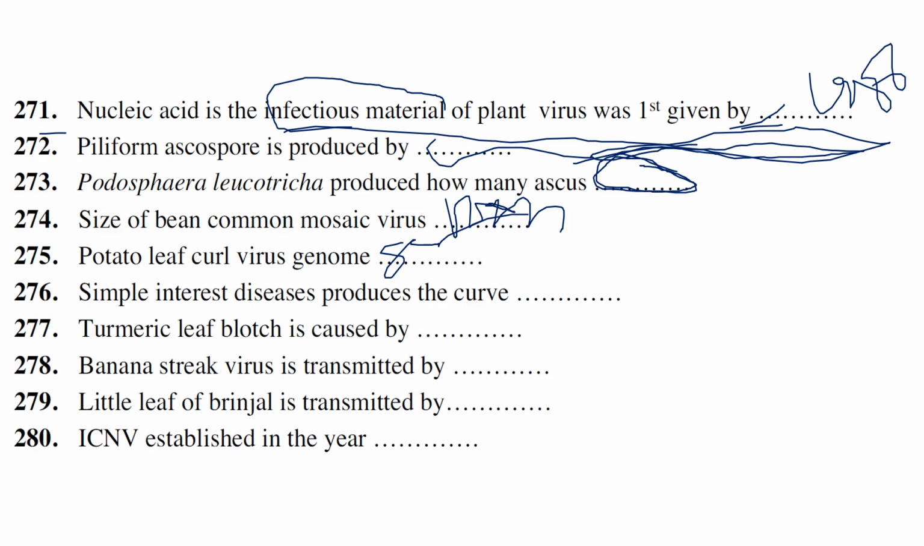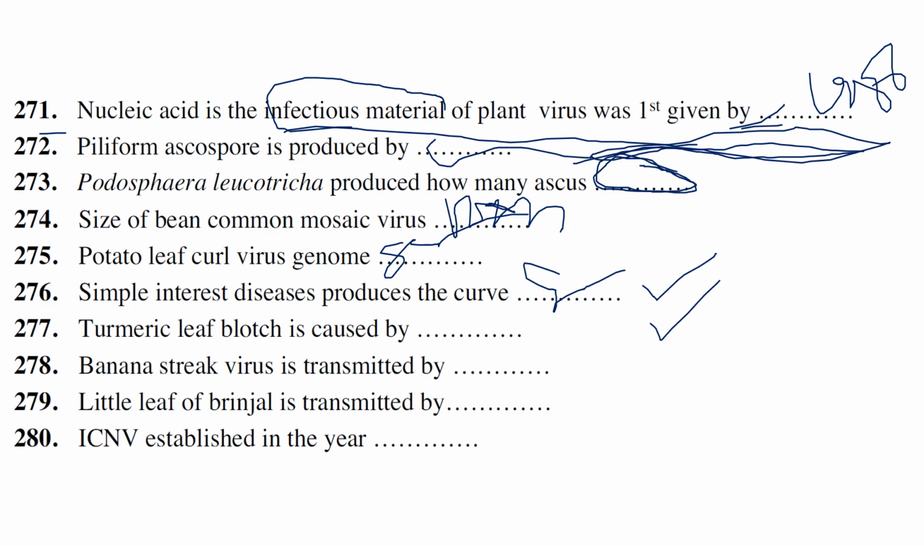Simple interest diseases produce a saturation curve. Compound interest diseases produce a sigmoid curve or S-shaped curve. Polyetic diseases produce a bimodal curve. So there are three concepts in epidemiology, you guys know, right? Simple interest diseases, compound interest diseases, and polyetic diseases. Simple interest diseases are known as monocyclic. Compound interest diseases are known as polycyclic. Generally the simple interest or monocyclic disease produces a saturation curve. Polycyclic or compound interest disease produces a sigmoid curve or S-shaped curve. Polyetic is a bimodal curve.